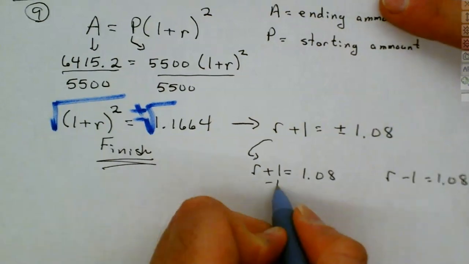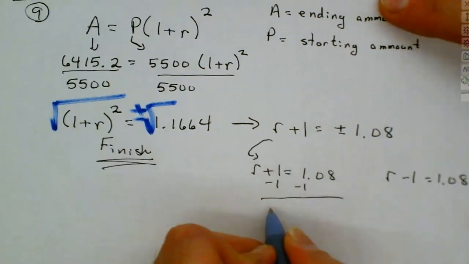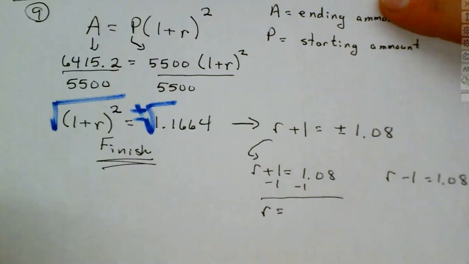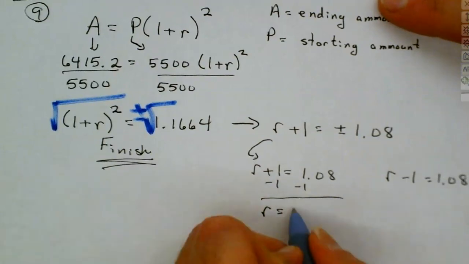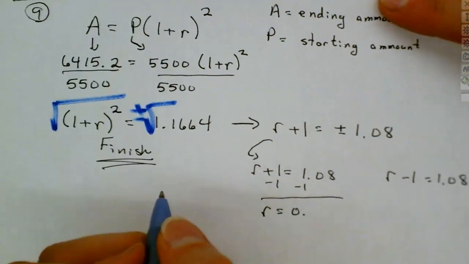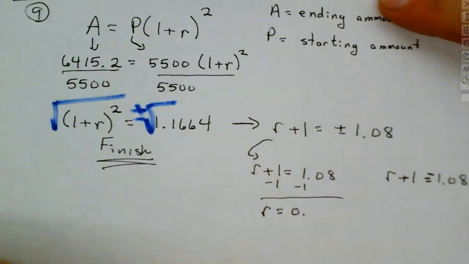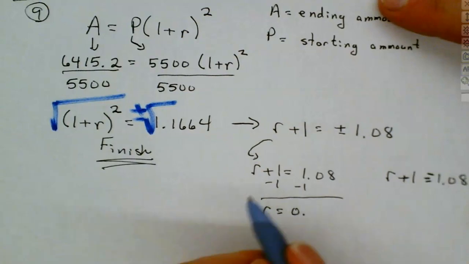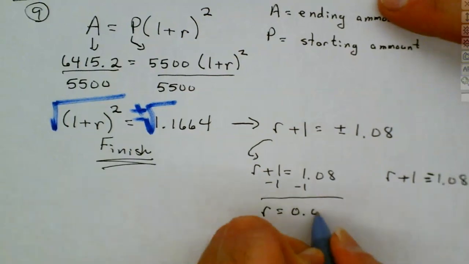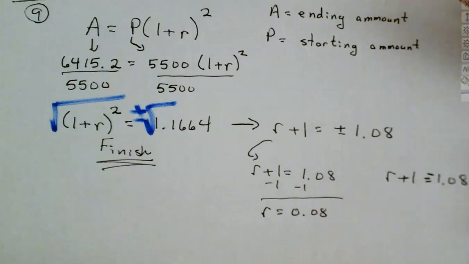So if I move this 1 over, that gives you R equals, now, by moving it over, that should be a plus there. I made a mistake with the sign. My mistake. So that one should be negative there. So I move that over. So that's going to give you 0.08. That one can work. What about the other one?